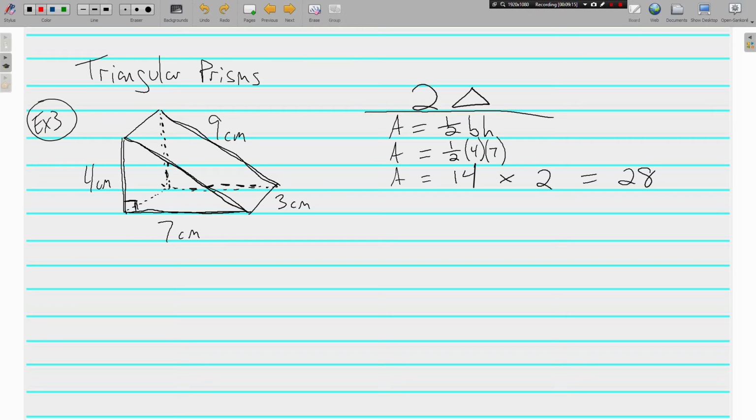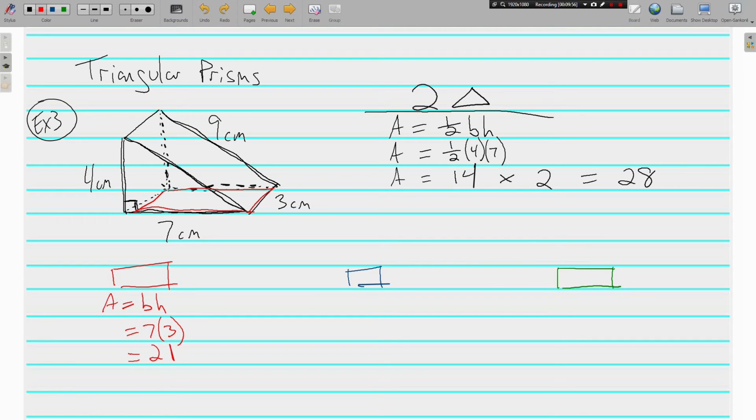But now we have 3 different rectangles that we have to find the area of each one of those. And hopefully the pen will cooperate and we can get through them. One of those rectangles is on the bottom. And we know rectangles are base times height. And that rectangle's dimensions are 7 by 3, which is 21.